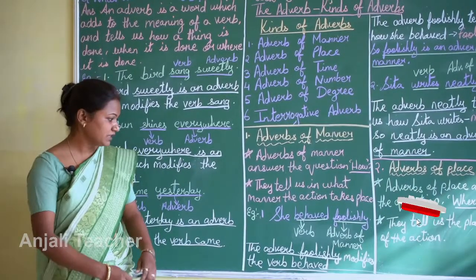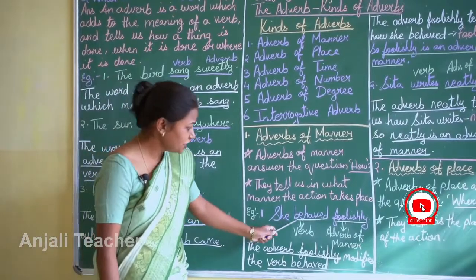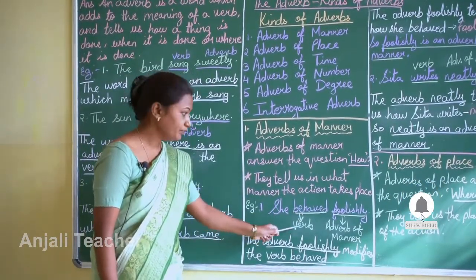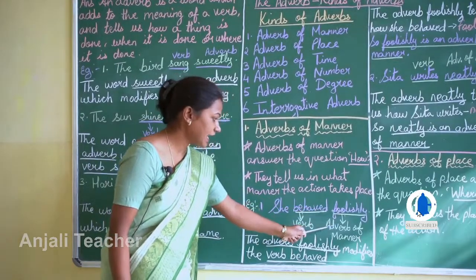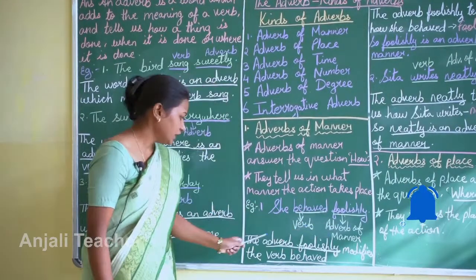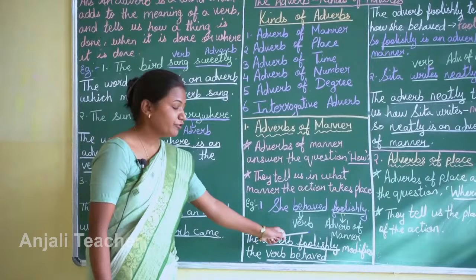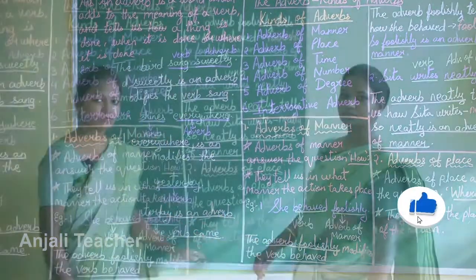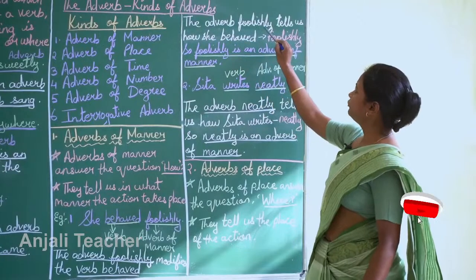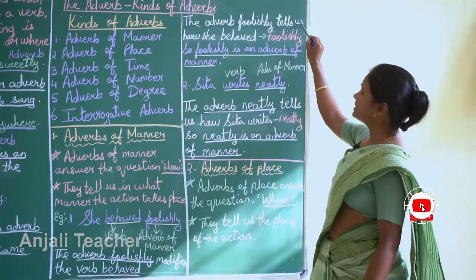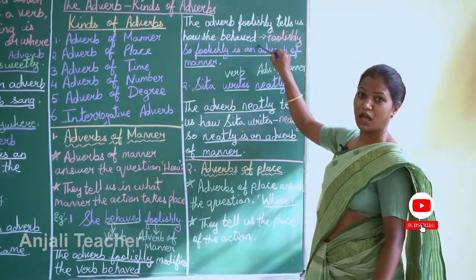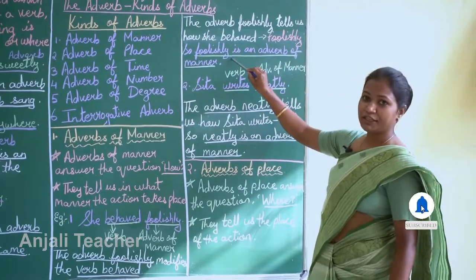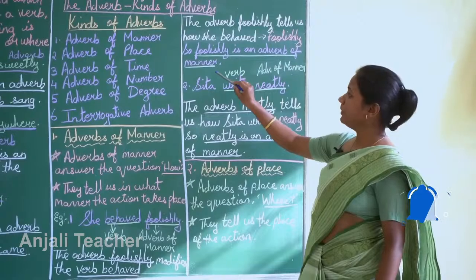Now see the first example. She behaved foolishly. Behaved is the verb. Foolishly is the adverb of manner. The adverb foolishly modifies the verb behaved. It tells us how she behaved. How she behaved? Foolishly. So foolishly is an adverb of manner.